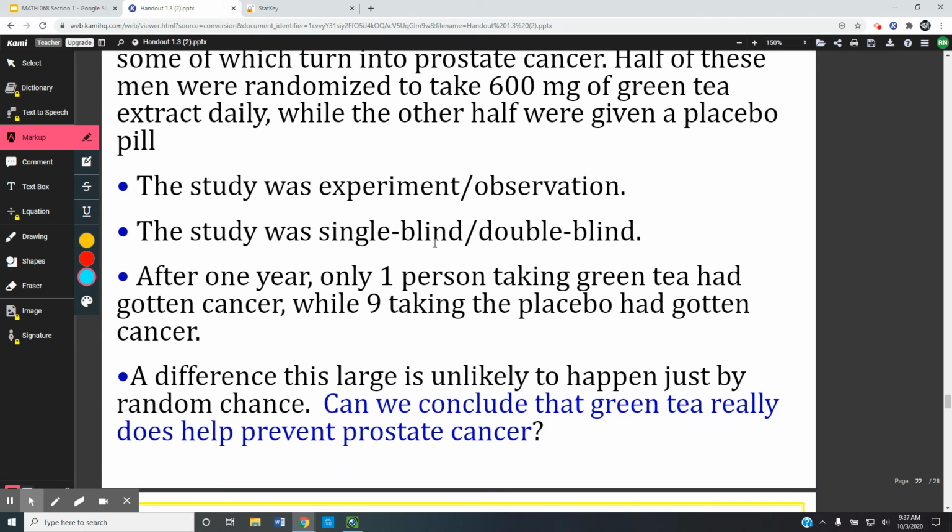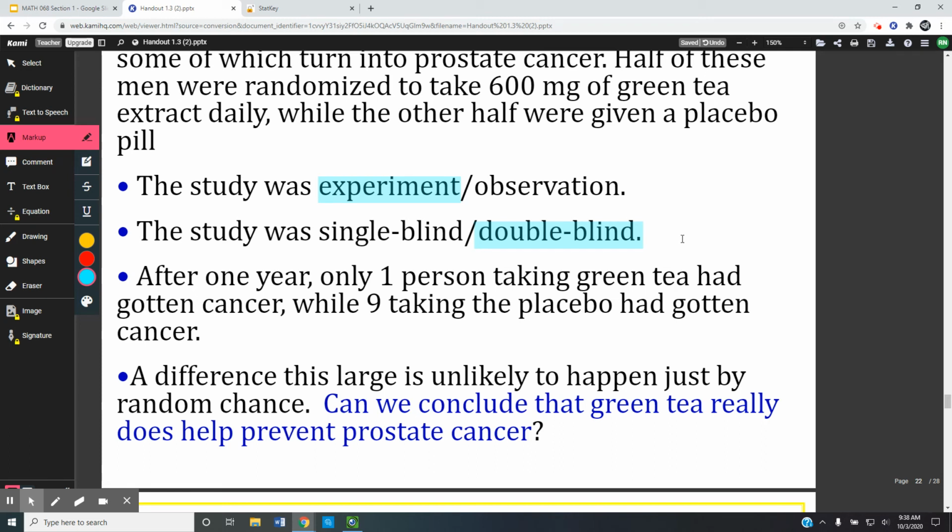So, questions. Was this an experiment or was this an observation? Well, this was definitely an experiment, right? Because we split them. Was the study single blind or double blind? Now, I wouldn't tell you that it's real clear, but if it doesn't talk to me about somebody knowing something, then it's a double blind.